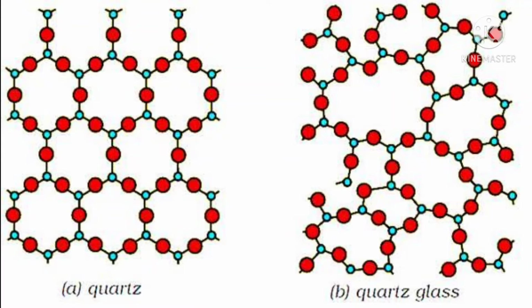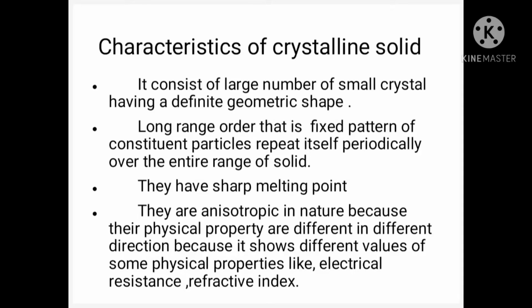The pictures show the arrangement of constituent particles in quartz and quartz glass. In quartz, you can see the particles are arranged in an ordered manner. It is crystalline solid. And in the case of quartz glass, the particles are arranged in irregular manner. It is amorphous solid.